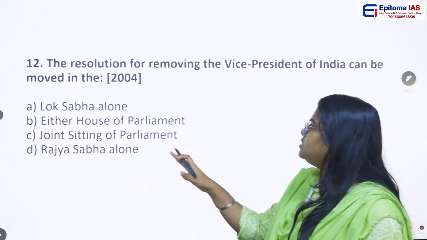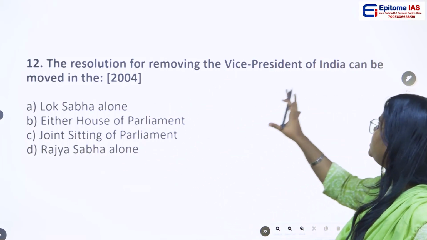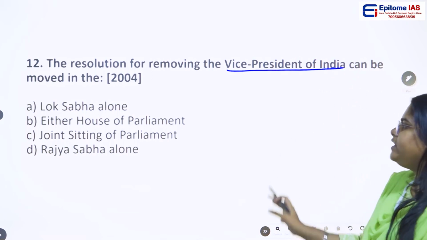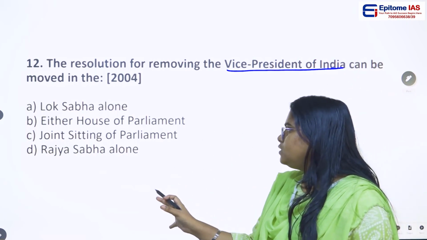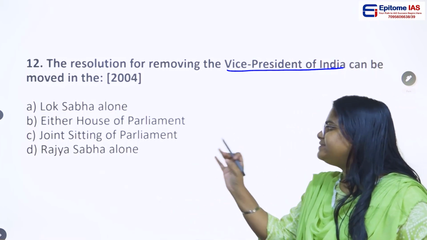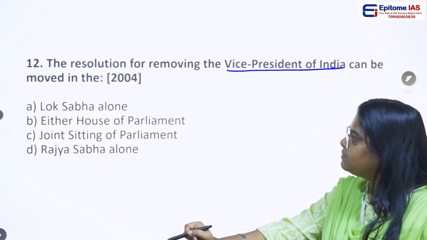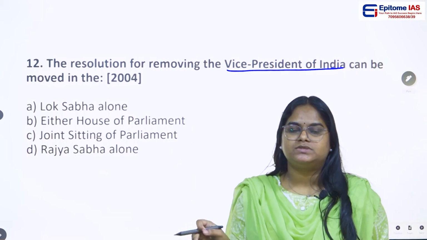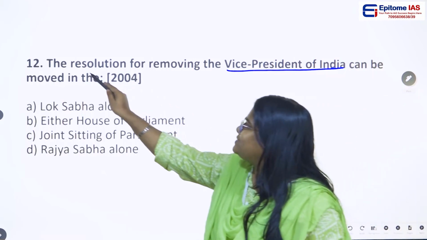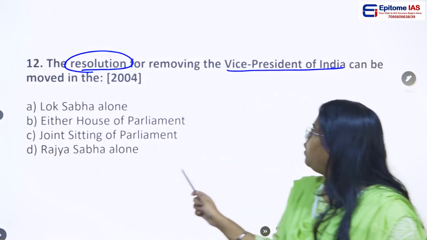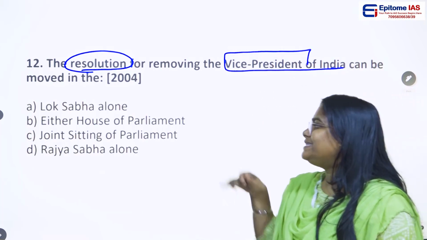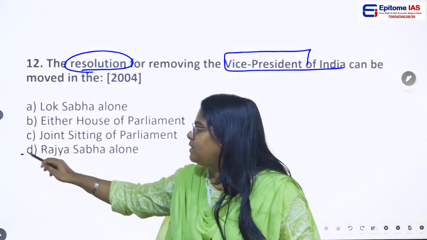The next question: the resolution for removing the Vice President of India can be moved in A. Lok Sabha alone, B. either House of the Parliament, C. joint sitting of the Parliament, D. Rajya Sabha alone. Now you try to answer this question. Let us explain this. They are asking about the resolution for removal of Vice President of India. The correct answer would be Rajya Sabha alone.